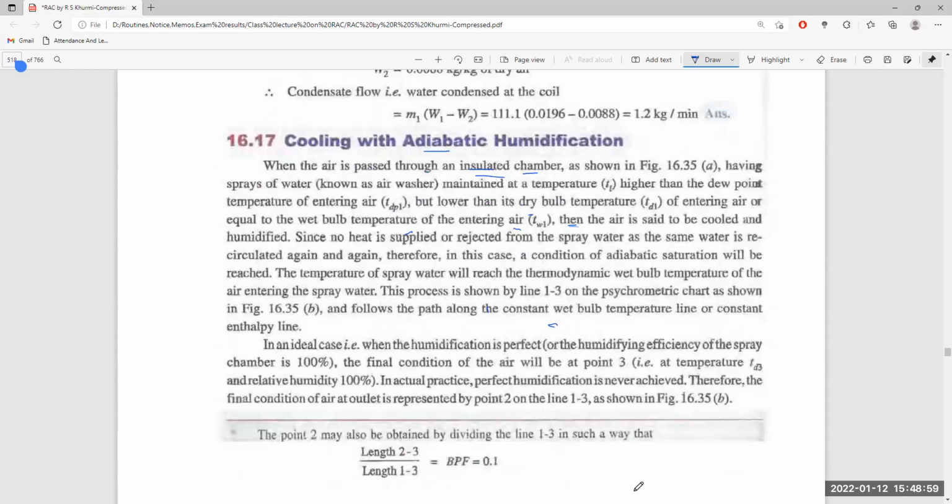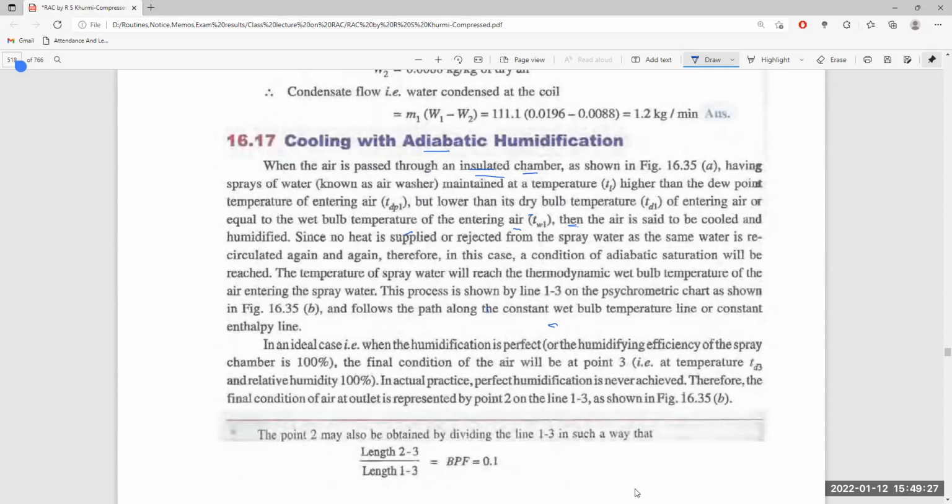Now, the water sprays maintain a temperature higher than the dew point temperature of the air. Say the air has a partial pressure, and as per this partial pressure it has a dew point temperature, which is its saturation temperature. If the temperature is reduced below it, the moisture kept inside the vapor-air mixture will condense.